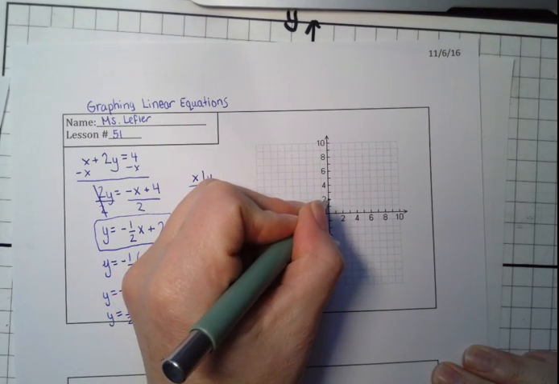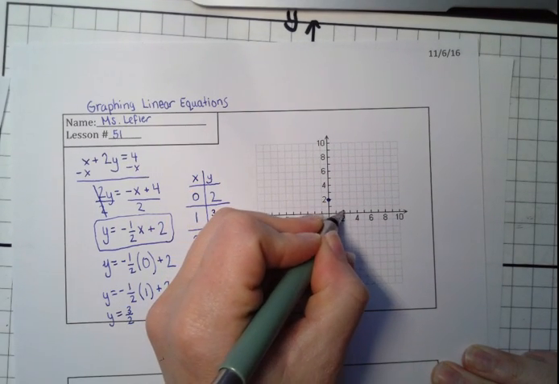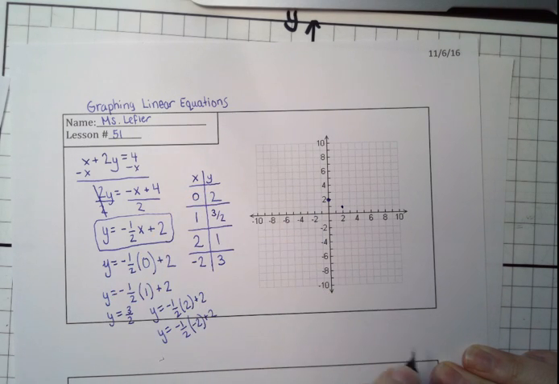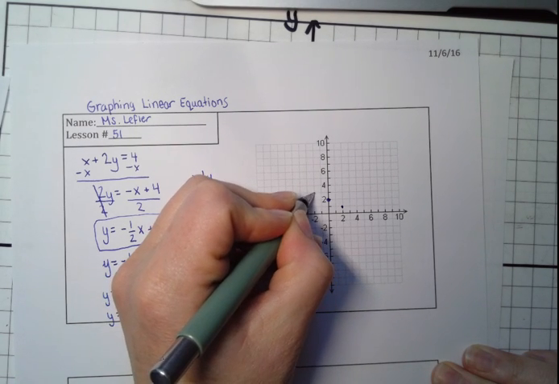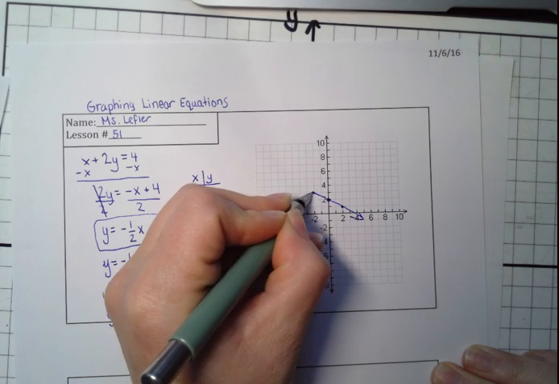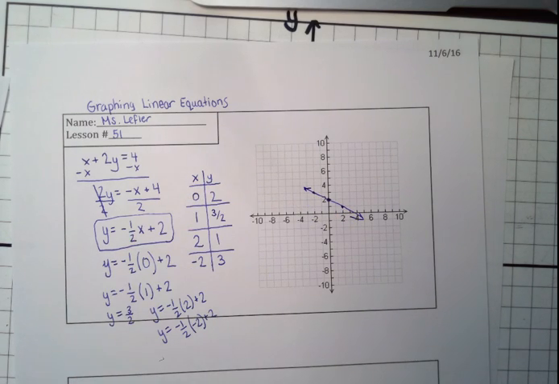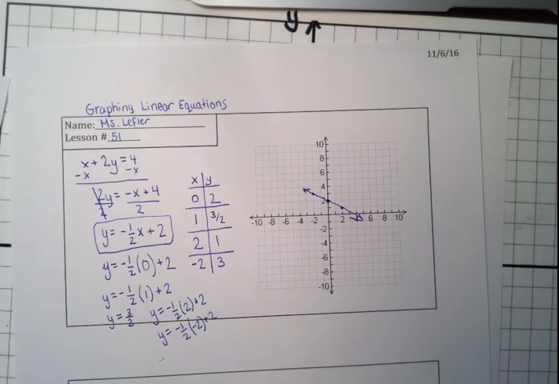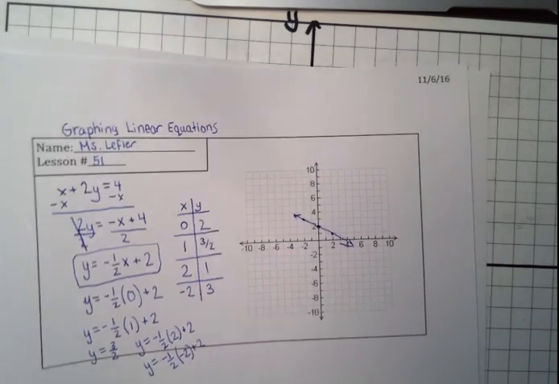0, 2 on this one, 2, 1, and -2, 3. -2, 1, 2, 3. So when we graph it, it makes a line, and so that's why we call it a linear equation, because it makes a line. So let's have you do one practice here on your own.